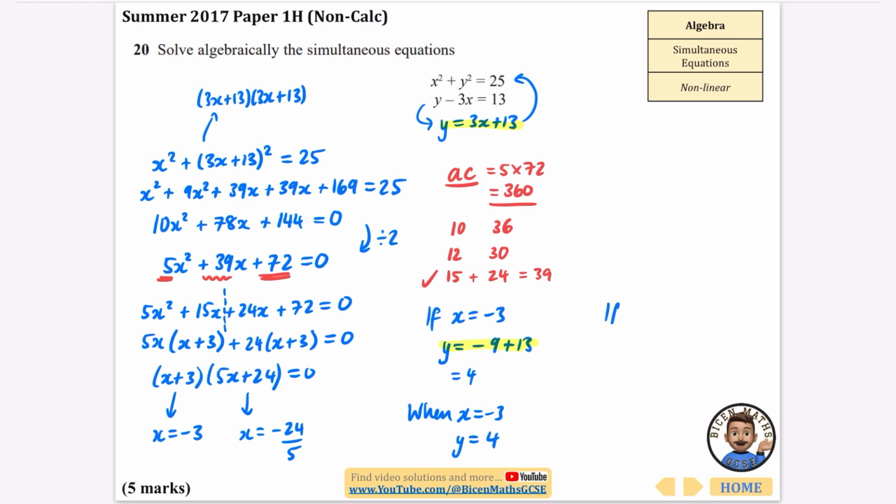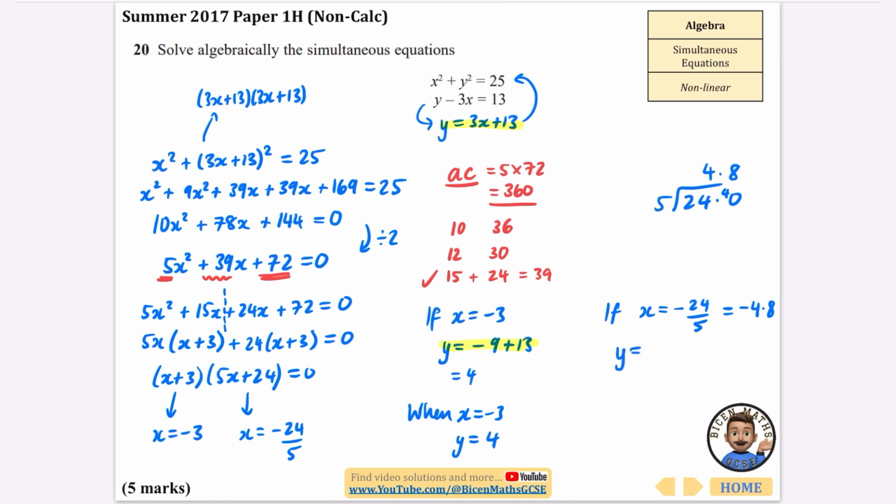Now we're going to do the slightly harder one, that if x is equal to minus 24 over 5. Okay, well this might be useful to have as a decimal. You might just find the calculations easier. So I'm doing 24 divided by 5. 5 goes into 20 4 times with 4 left over, and 5 goes into 40 8 times. So this is minus 4.8.